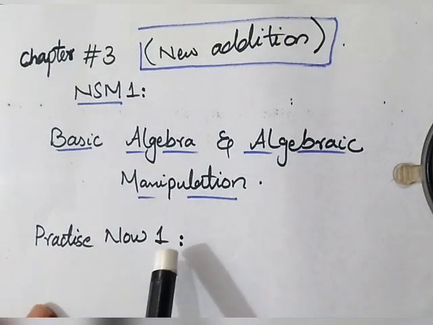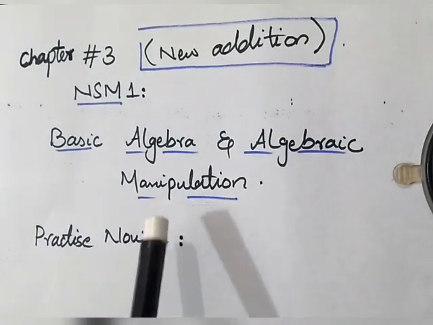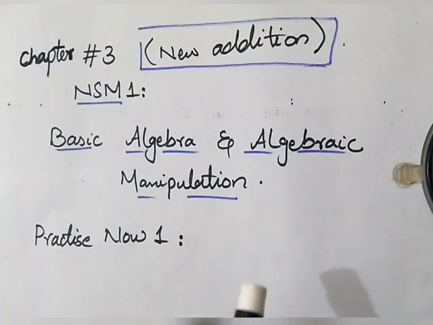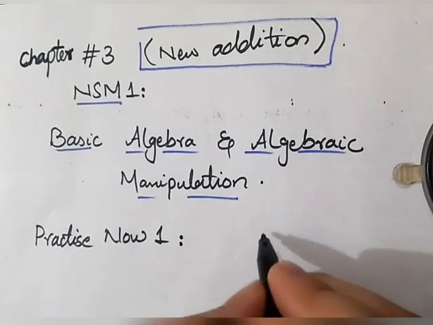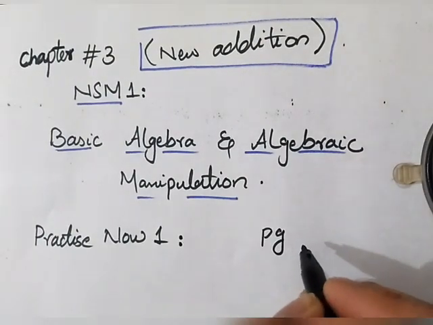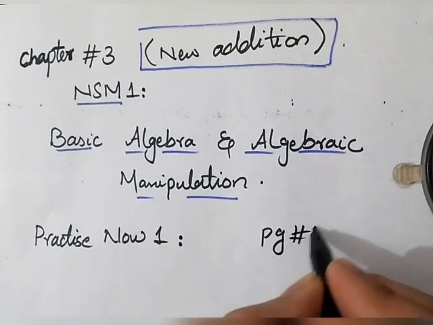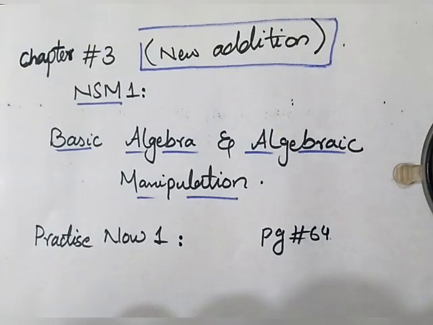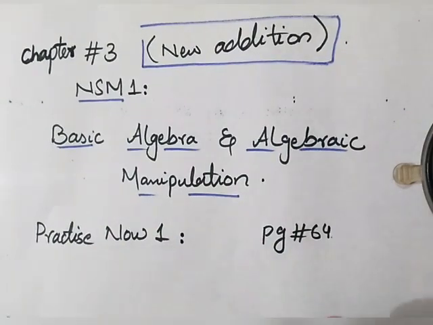So today we'll do Practice Now 1. In the old book it is page 85 and in new books it is page 64. I'm referencing the page because some students get confused about which chapter this is and what the page number is. So I hope that after clarification you need not worry or have any confusion about this.